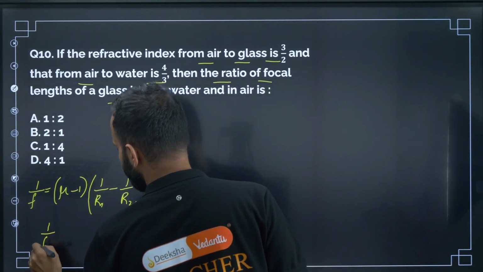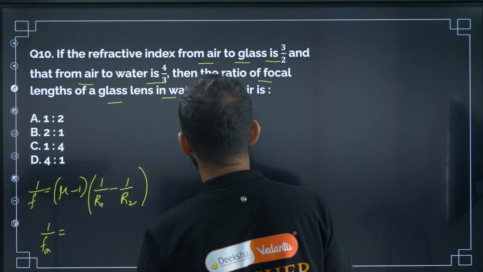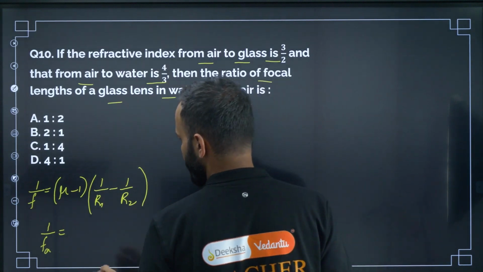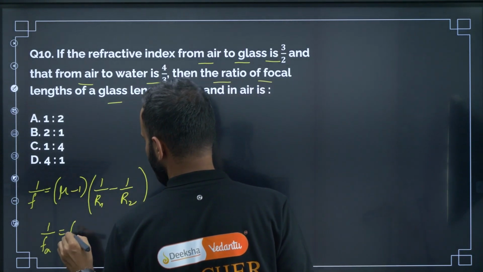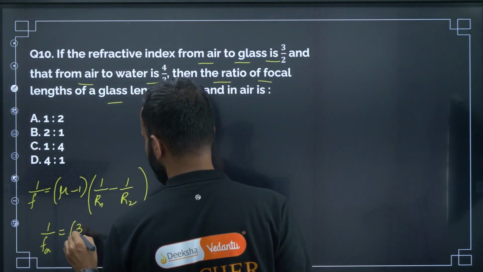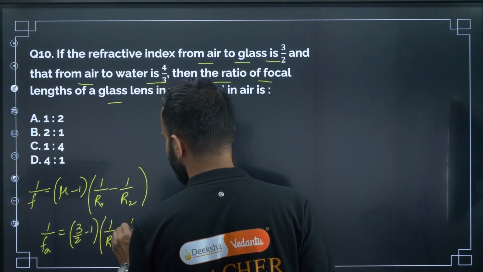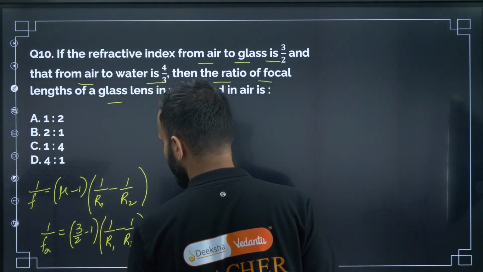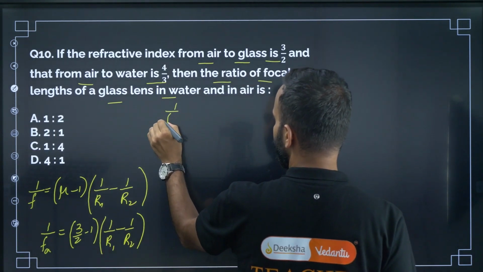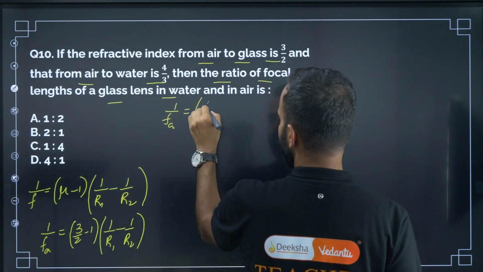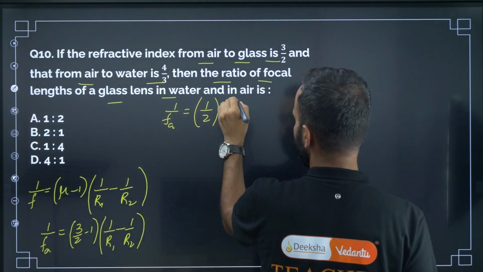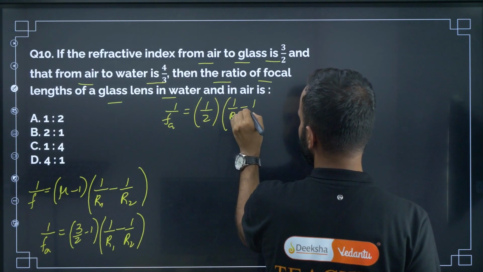So 1 divided by Fa, where Fa is the focal length of the glass when it is in air, is equal to 3 by 2 by 1, that is 3 by 2, minus 1, into 1 by r1 minus 1 divided by r2. So 1 divided by Fa is equal to 1 divided by 2 into 1 by r1 minus 1 divided by r2.